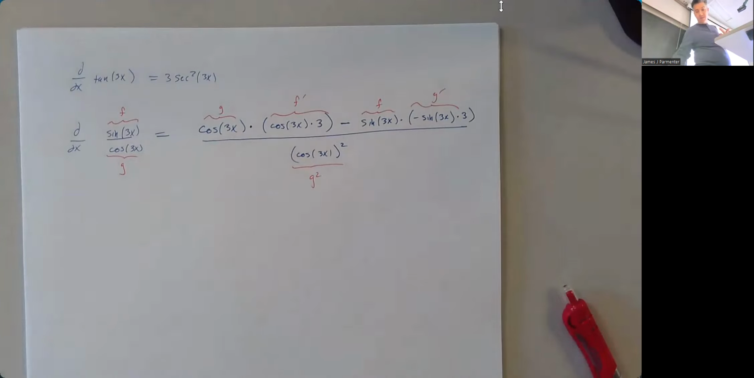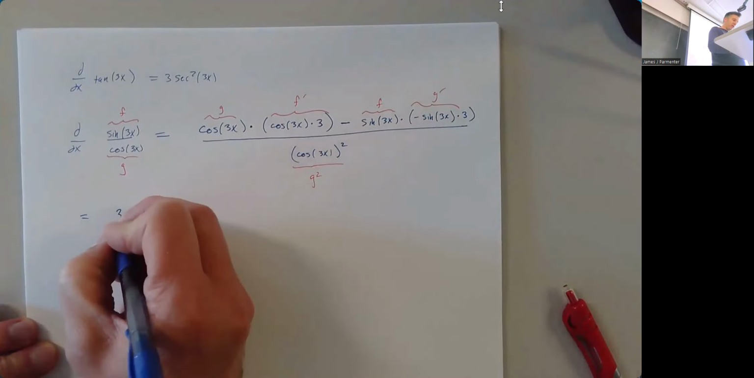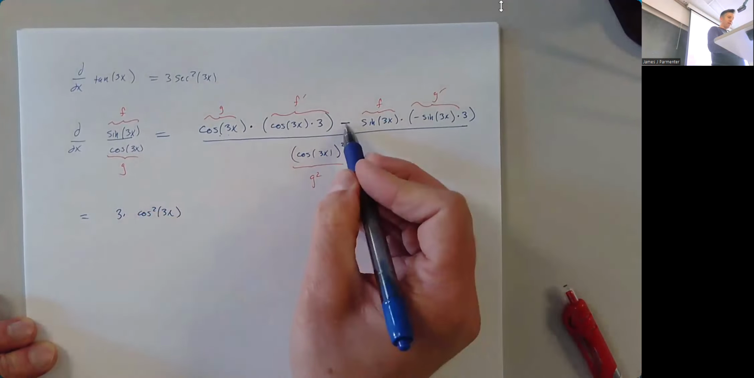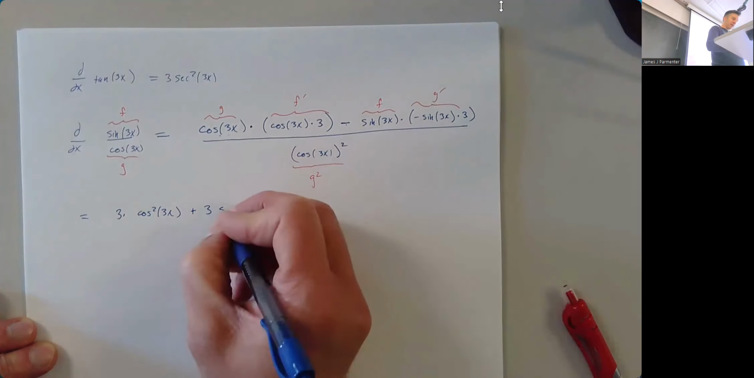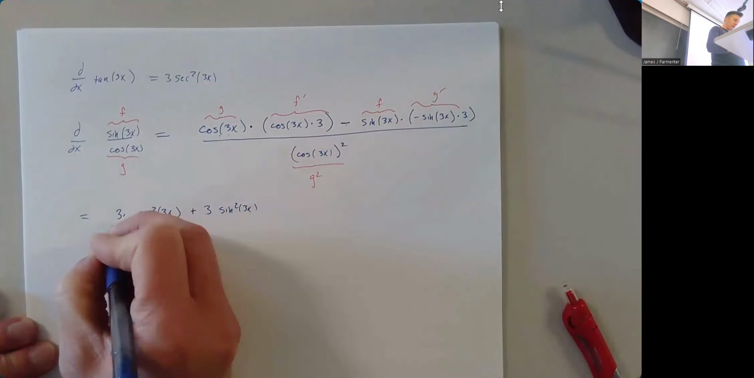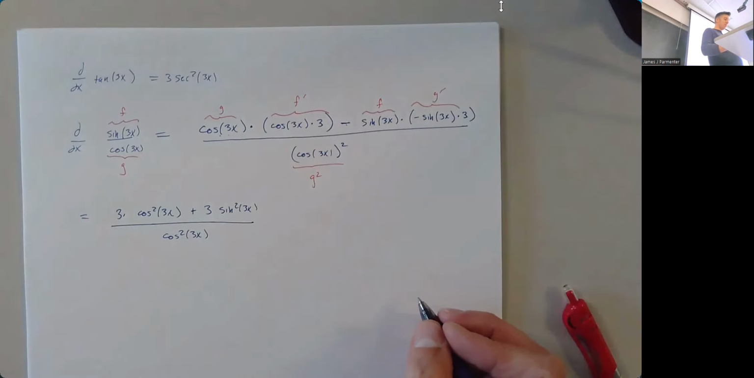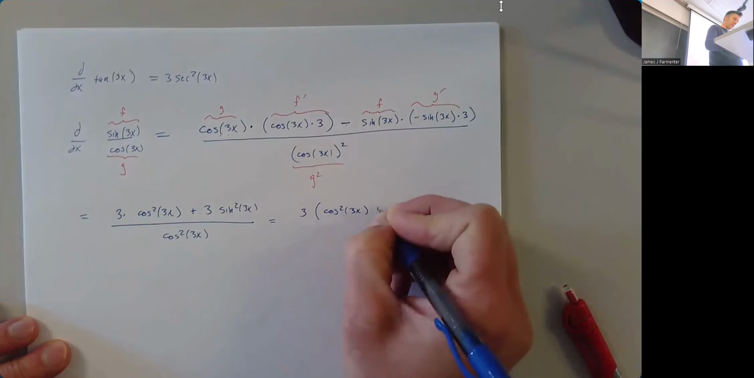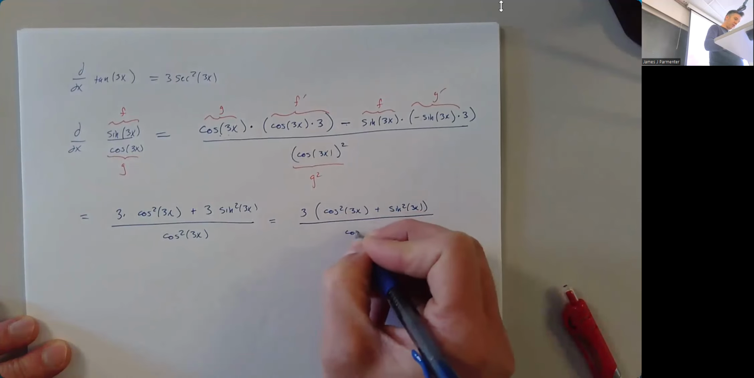And then after this, we still have to do some simplifying, which is kind of the challenging part here. So I'm going to multiply this out. I'll take an extra step here. So I'm going to have a 3 times cosine of 3x times cosine of 3x is cosine squared of 3x. Minus times the minus is plus. Factor out the 3. It's sine of 3x times sine of 3x is sine squared of 3x. All divided by cosine squared of 3x. And then from the top, we should factor out a 3. And you're left with cosine squared of 3x plus sine squared of 3x divided by cosine squared of 3x.